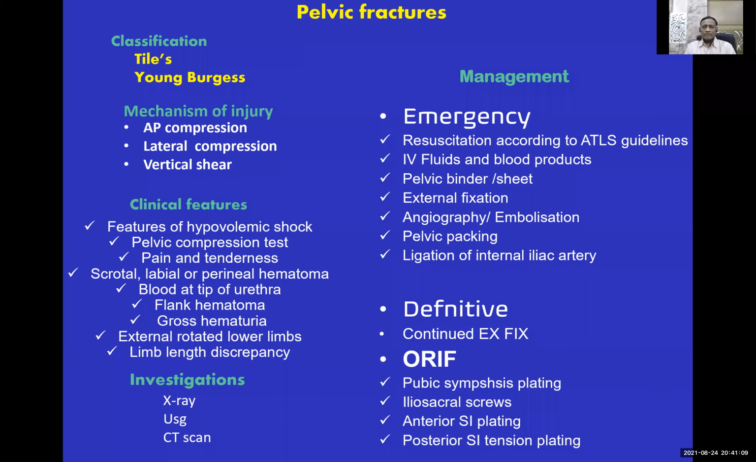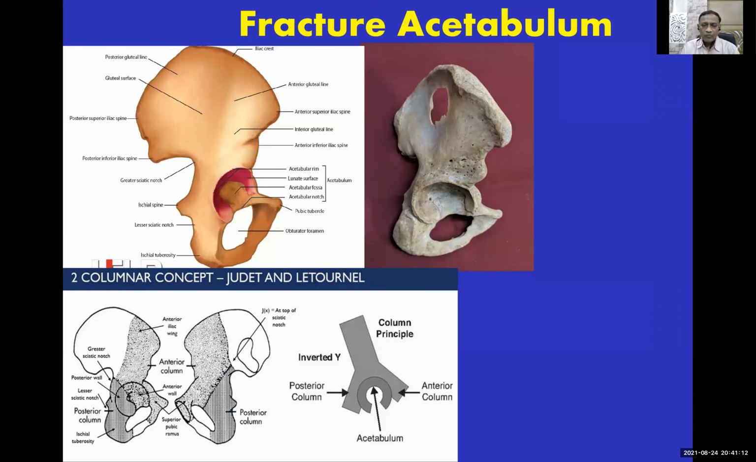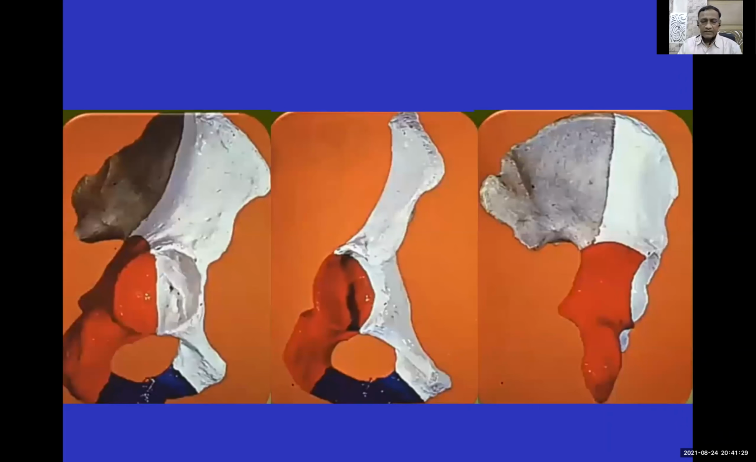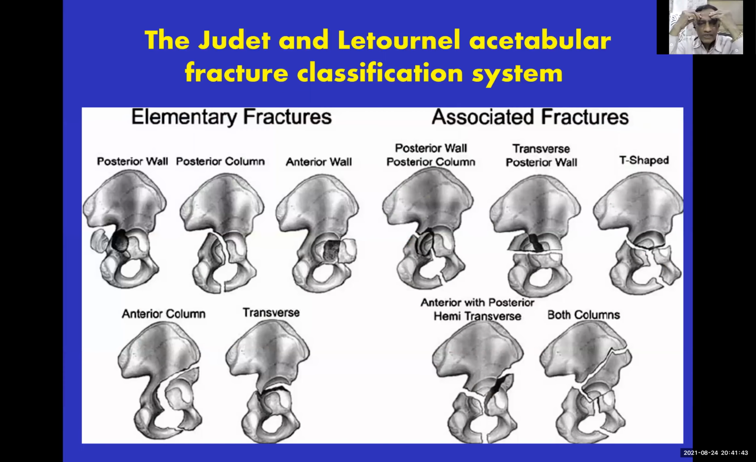If the single pelvic bone is given, then the commonly asked question is on the acetabulum. And how will you classify the acetabulum? There are two column concept which is developed by Judet and Letournel, the anterior column and posterior column. So this red is the posterior column, the wall. This white is the anterior column and anterior wall. So this is the Judet classification.